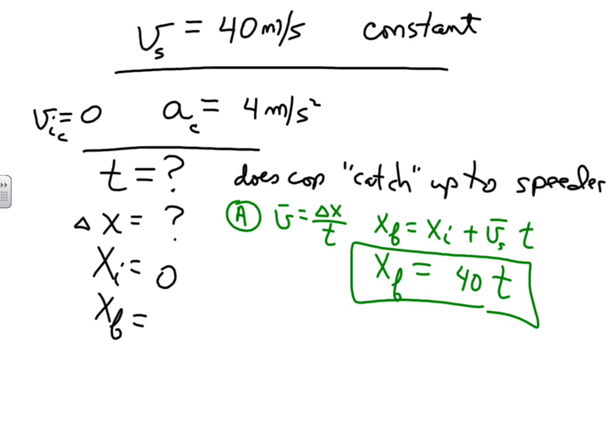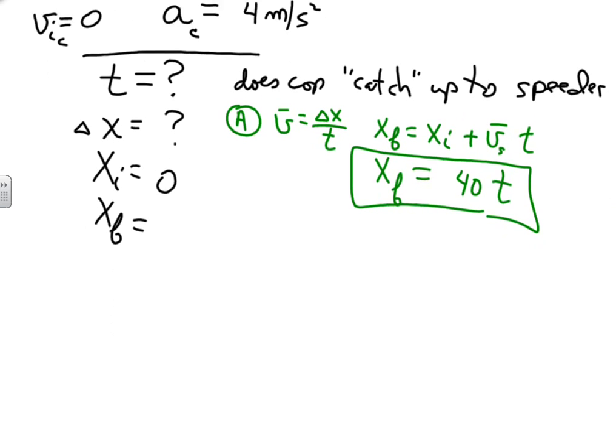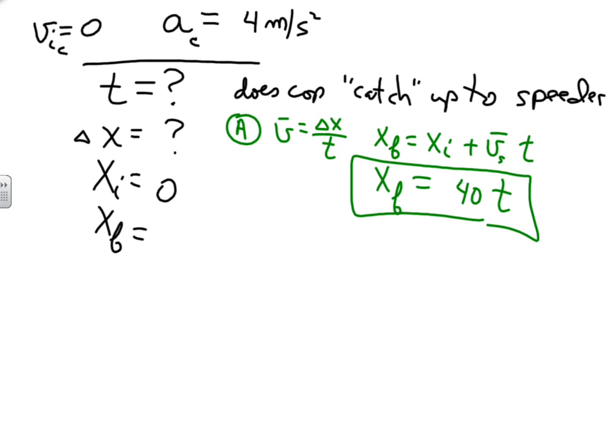But the question is, when does the speeder get caught? When does the cop catch up to the speeder? So that's the equation for the speeder. Can you think of an equation for the cop? Let me tell you again, the cop started from rest, accelerated at a constant 4 meters per second squared. And the question is, where's the cop with respect to time?